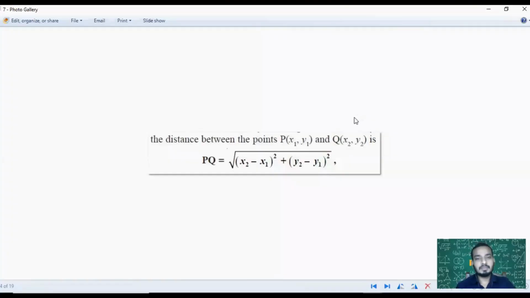So coordinate geometry. In the last lesson, we started coordinate geometry and we derived this formula. What was the name of this formula? Distance formula. Yes, distance formula. It is used to find the distance between 2 points on the plane if their coordinates are given. Today we will discuss some more questions related to this formula. No new concept today, only some questions.